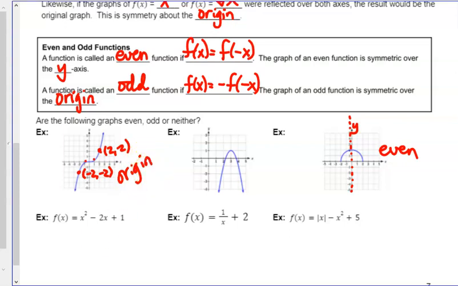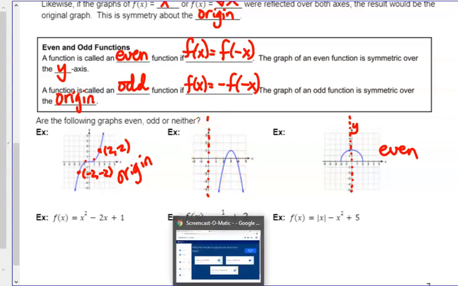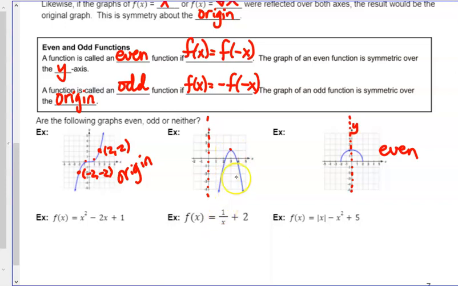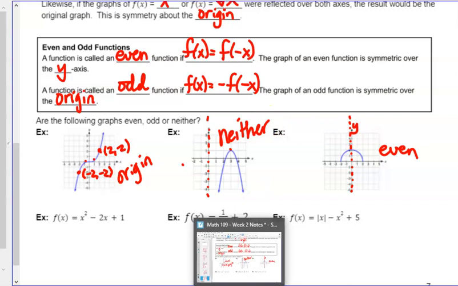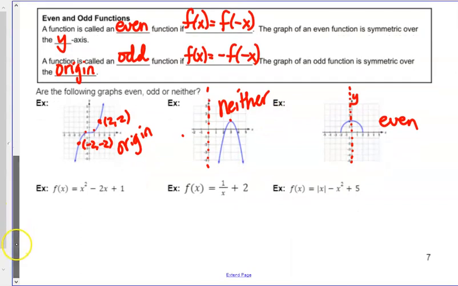Now, there are sometimes when neither occur. If I were to do y-axis, obviously that's not a mirror for that function. Nor is it, if I have the point 3, 1, the point 3, negative 1, negative 3, negative 1 is not on there. So this is just neither. I will tell you there are more functions out there that are neither than the odds and evens. A lot of times you'll see those functions which are neither.